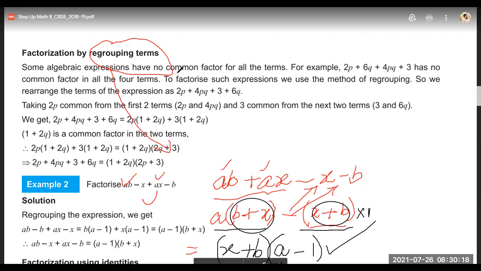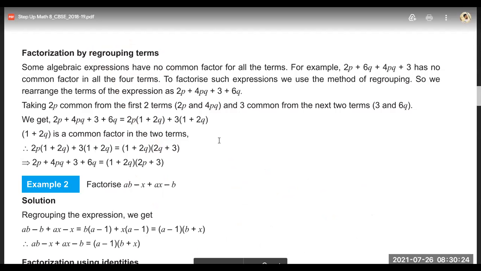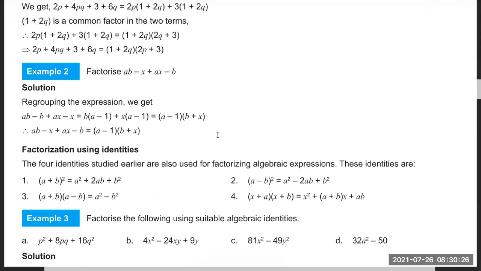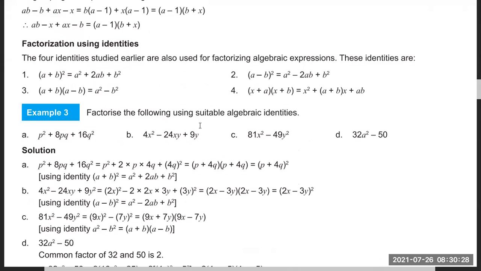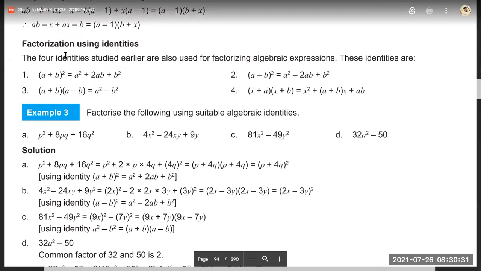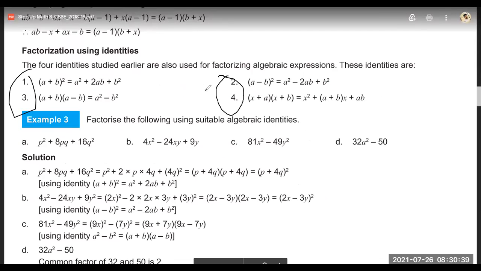Factorization of polynomials by regrouping method. Right? So I hope this example is also easy. This example involves the first method. Now, after that, factorization using identities. Since we had already discussed the 4 identities, we have 4 identities. So out of these 4 identities, we will use any one of the 4 as per the need of the question.